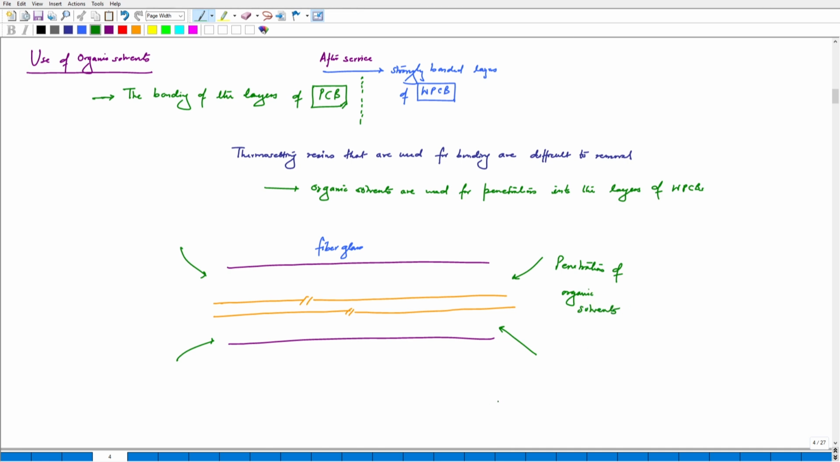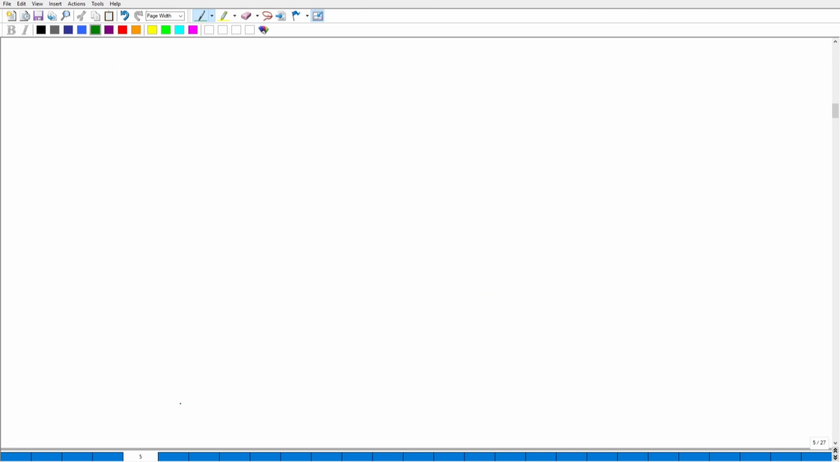It goes something like this, and then what happens? The epoxy resins that are present inside the space will get a chance to react with the organic solvents and it swells. This leads to the delamination. Now, we are going to discuss some more properties that can affect the delamination.